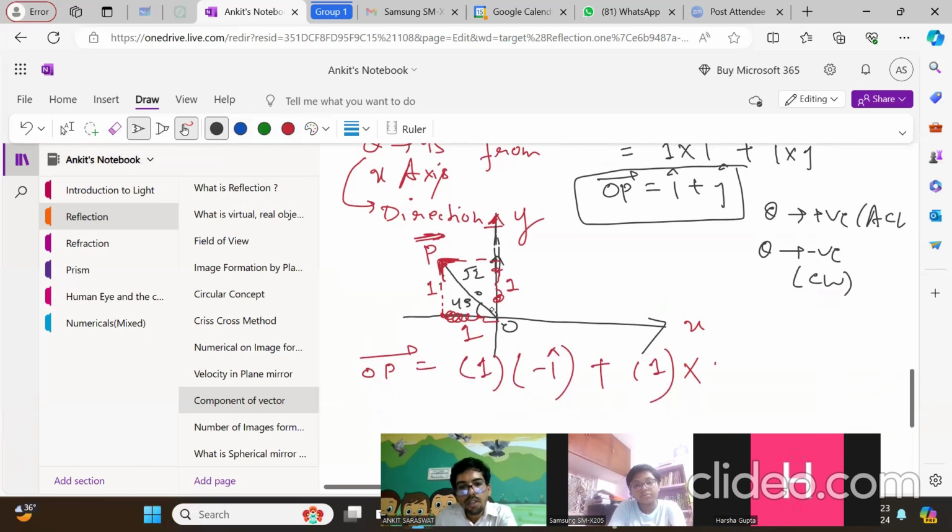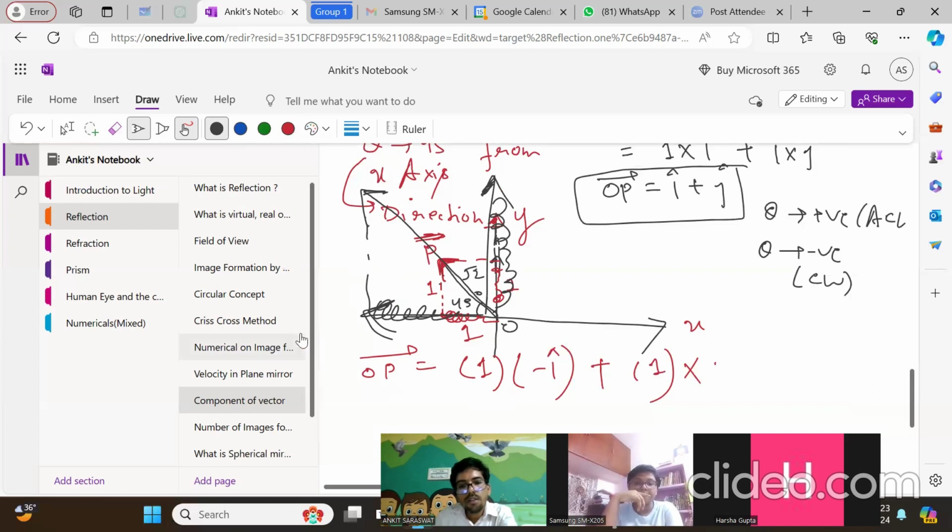If this vector is going in this direction, clear? Then its shadow will also move in this direction. Yes, sir. And this is the shadow on the y-axis, it will move in this direction. Yes, sir. Then simply write the shadow on the y-axis, how much? 1. Direction is clear. The shadow on the y-axis is 1, it is moving in which direction? j. Clear? Yes, sir.